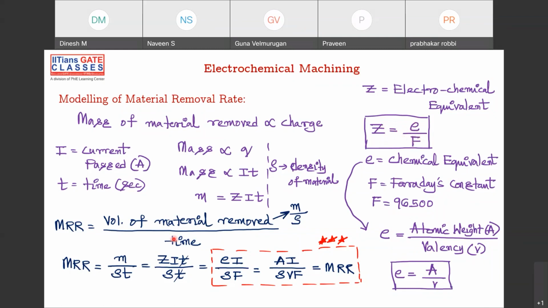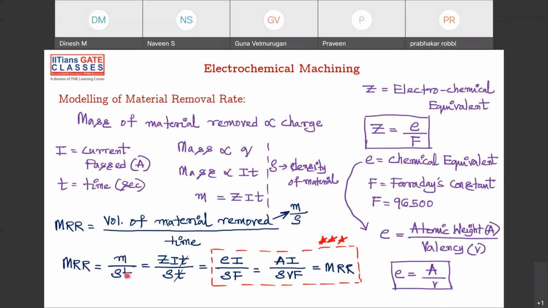Okay, fine. Now I want to calculate material removal rate, not mass. So obviously, what is material removal rate? Volume of material removed by time. So I have mass here, and I want to convert that mass into volume. How do you convert? Divide the mass of the material by density. Then what will you get? You will get volume.